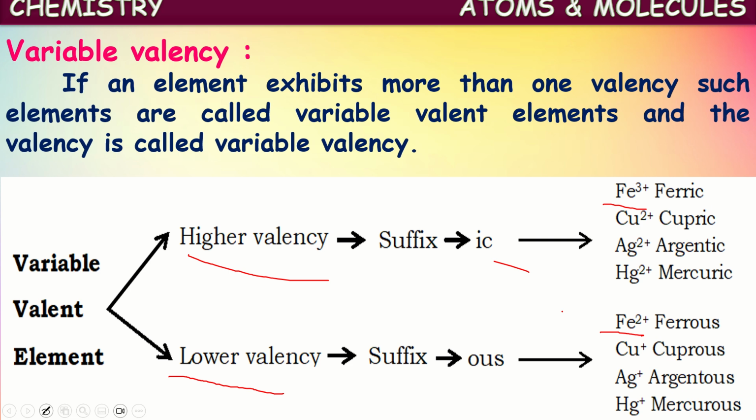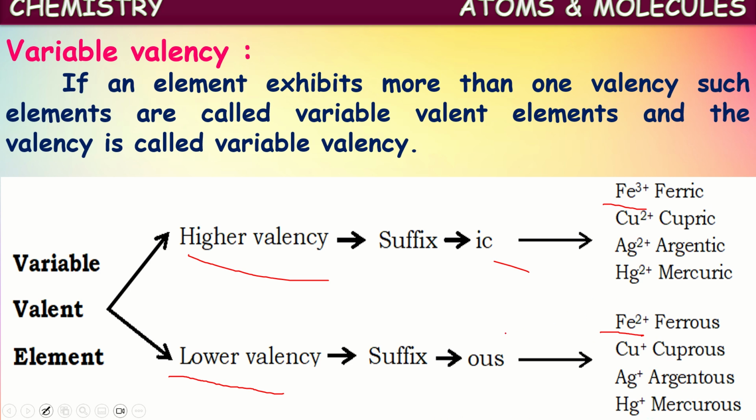If the lower valence is there, for ferrum we remove that end part, the tail part, and we add what suffix? As. Ferrous. Ferric, ferrous. If you take cuprum, the higher valence is plus 2 and the lower valence is plus 1. Suffixed with what? Cupric. Cuprum, that tail part removed and adding the ik. Cupric. Here, cuprous. Argentic, argentous.